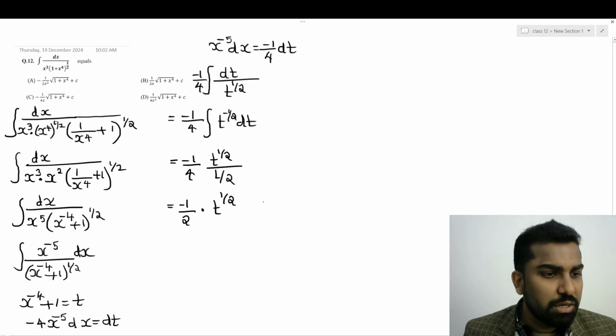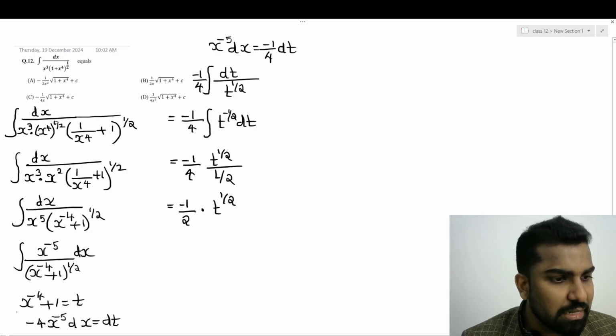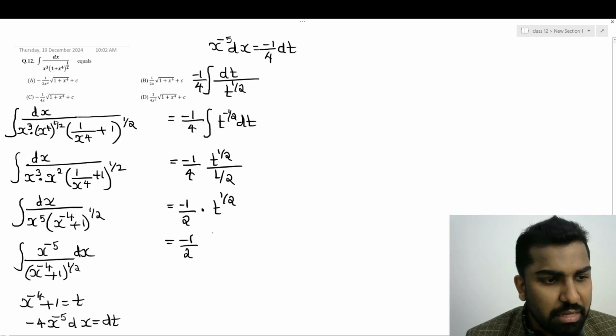Now we have to substitute t back. t is nothing but x to the power minus 4 plus 1, so this becomes minus 1 by 2 into (1 plus x to the power minus 4) to the power 1 by 2.